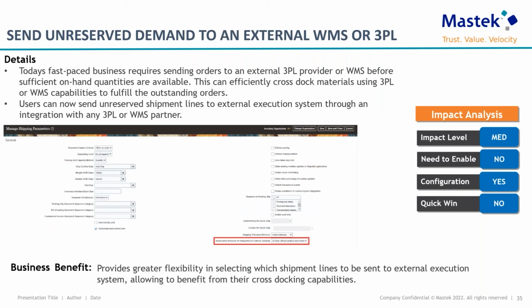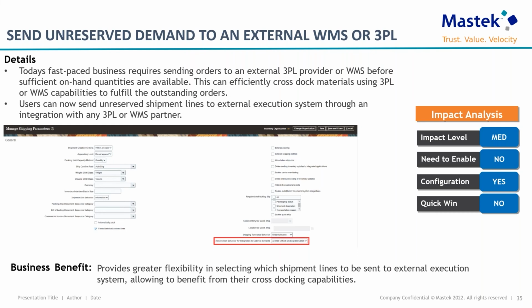Next, send unreserved demand to an external WMS or 3PL system. In today's fast-paced, just-in-time logistics environment, you need to fulfill your customer's order as soon as possible. This means you may want to send orders to your external third-party logistics provider or warehouse management system before sufficient on-hand quantities are available. This way, you can quickly and efficiently cross-dock materials using your 3PL and WMS capabilities to fulfill the outstanding order faster.